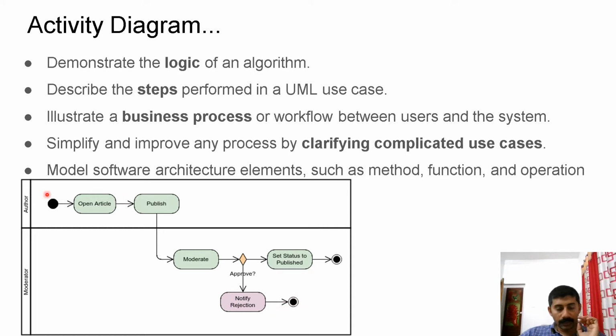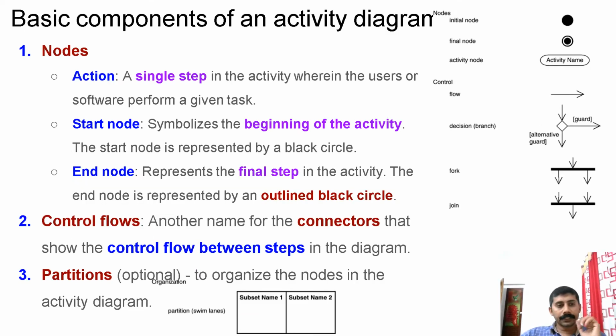So it is conveying the flow of control, and it is very much similar to the flow chart, but there are different notations, and it is capable of representing the object-oriented system. Let us see the details. Let us learn the basic components of an activity diagram.